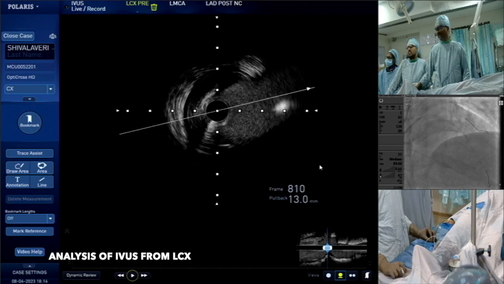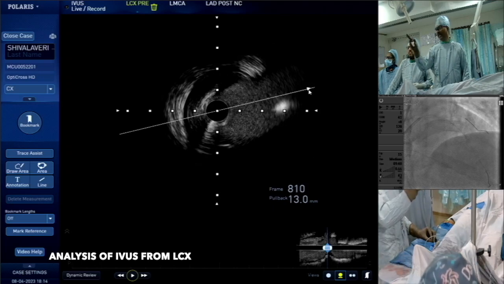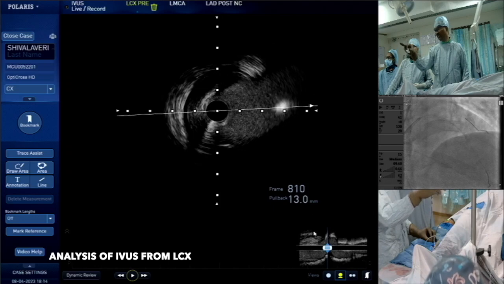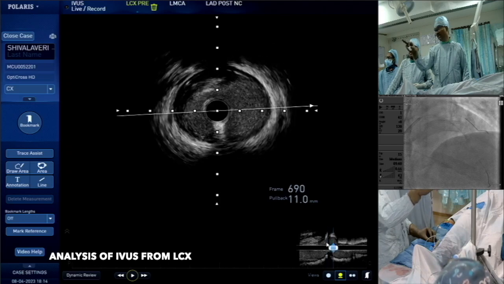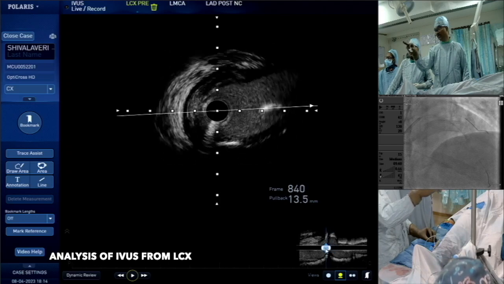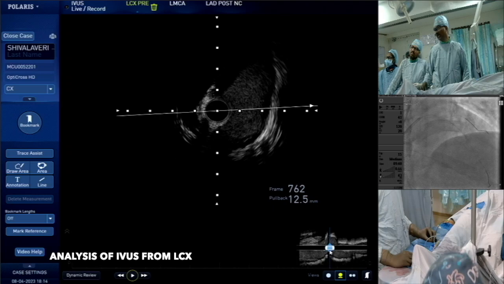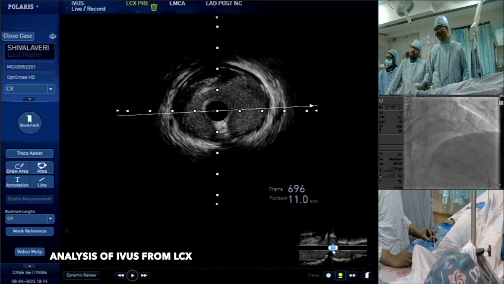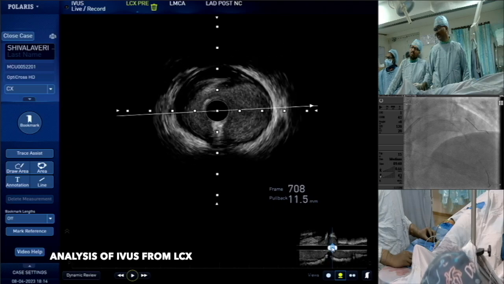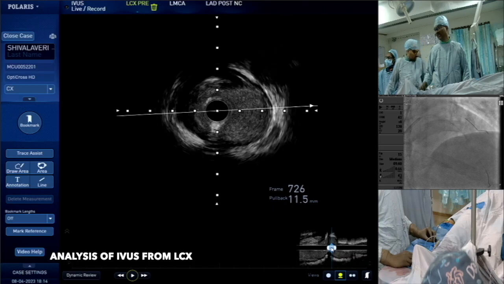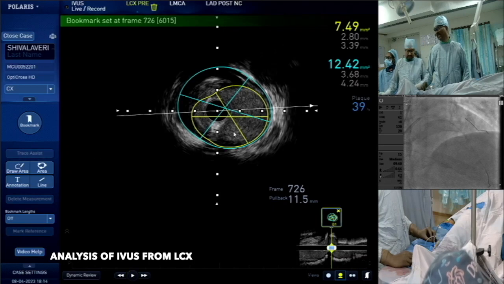That is LAD. Now you pull your arrow onto the LAD, and you can see it in longitudinal view. Are you on LAD, please? Yeah, this is LAD. Now you can pull it back, go back. That is the ostial LCX. Go back. This is LCX. Yeah, this is the ostial LCX.